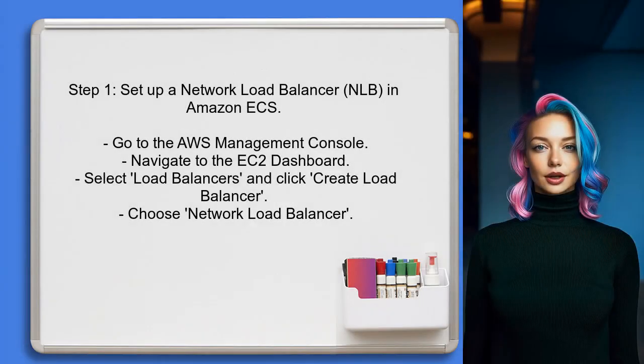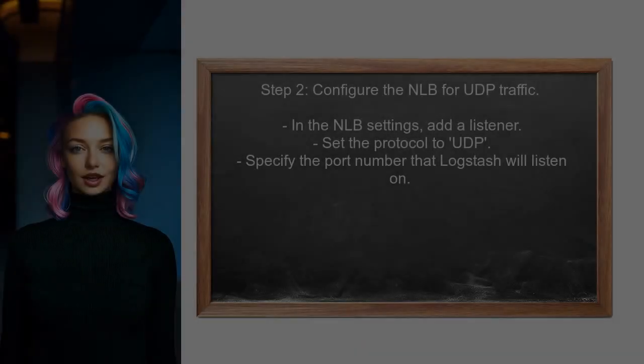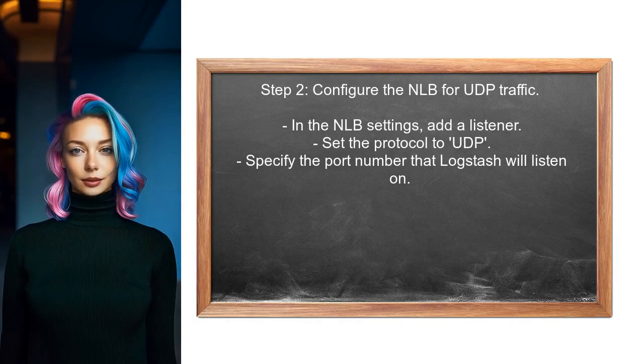To begin addressing the user's question, we need to set up a Network Load Balancer, or NLB, in Amazon ECS. This will allow us to handle UDP traffic effectively. Next, the user should configure the NLB to listen for UDP traffic. This involves specifying the listener settings for the desired port.